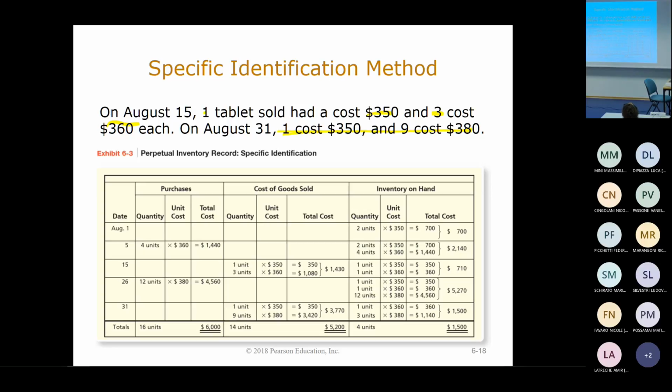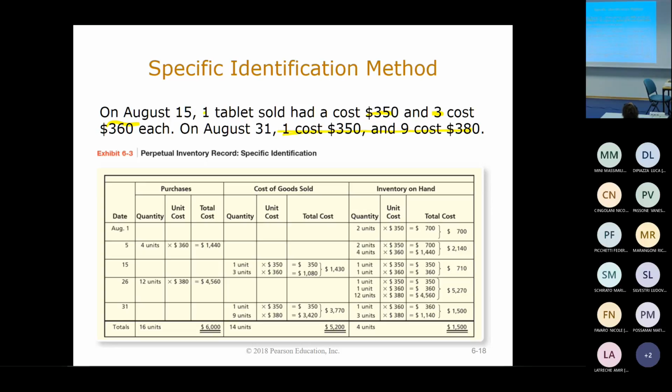Okay, so clearly the first sale will have a cost of 350 times 1 plus 360 times 3. Okay, you sell 4 units, and you know exactly how much they cost. The second sale, 10 units, would be 1 unit at 350 and 9 at 380. Now, this schedule here is difficult to read, but we use Excel to explain how this works, so it would be easier for everybody to read.